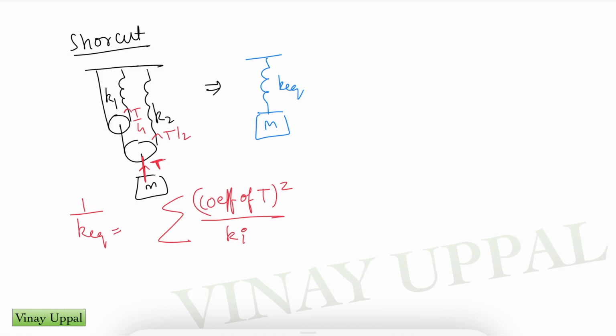So Ki is the ith spring constant, and coefficient of T, what does that mean? So for this first spring, K1, what is the coefficient of T? The tension is T by 4, so the coefficient of T is 1 by 4 here. So this will be 1 by 4 the whole square divided by K1, plus for the second spring, what is the tension? T by 2. So what's the coefficient of T? Half. So 1 by 2 the whole square divided by K2. So that's how you get K equivalent.